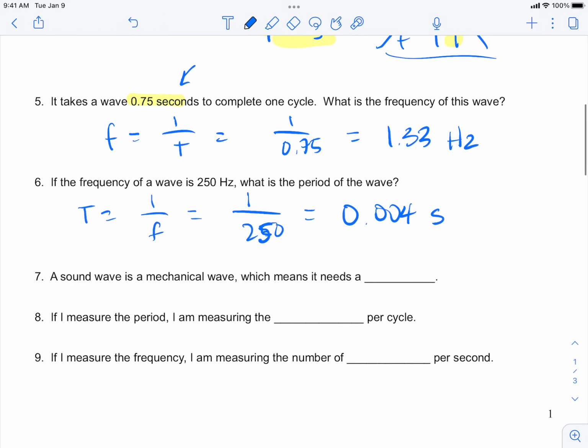And then just some review. It's important to know some of these definitions. Make sure that you're all over them. A sound wave is a mechanical wave, which means it needs a medium. If I measure the period, I'm measuring the time per cycle. If I measure the frequency, I'm measuring the number of waves per second.